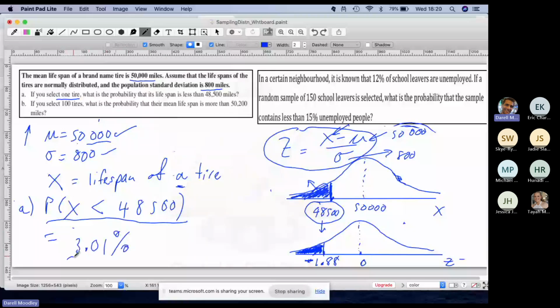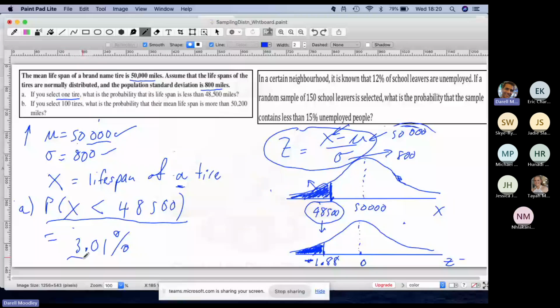Okay, that's the answer for question number A. Okay, that's your probability. I'll move on.